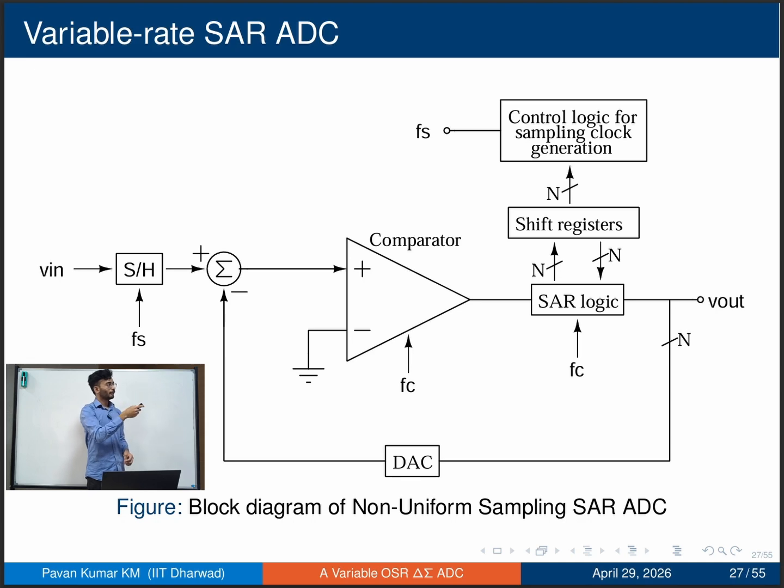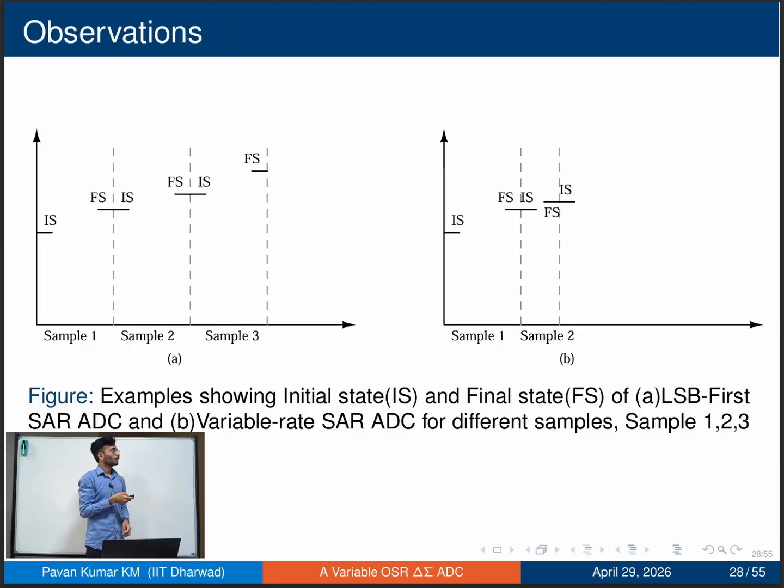So it's an iterative method similar to SAR ADC. Its difference is that it works in two different phases, and the sampling clock is generated automatically. In LSB-first SAR ADC, as I mentioned earlier, it takes 2n+1 cycles for each conversion. Even if it completes earlier, for the remaining cycles it will stay idle. So each sample space will be the same in that.